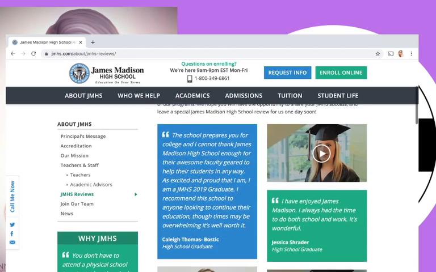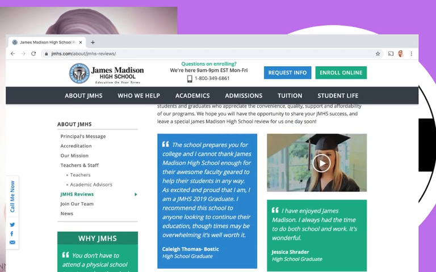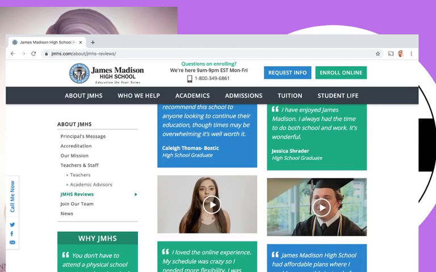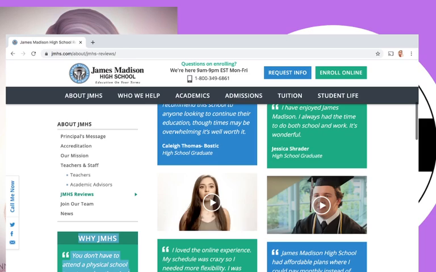So let me just read these off. The school prepares you for college, and I cannot thank James Madison High School enough for their awesome faculty. I said facility the first time. Faculty geared to help their students in any way. I was excited, and yeah, I already read that one. Apparently, I can't read the other ones.